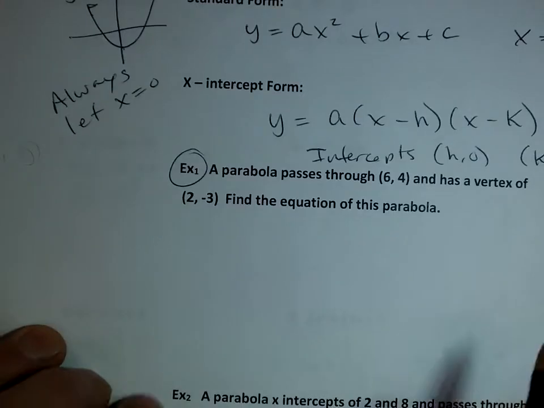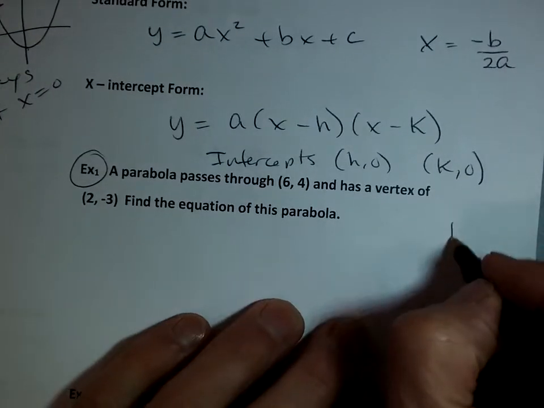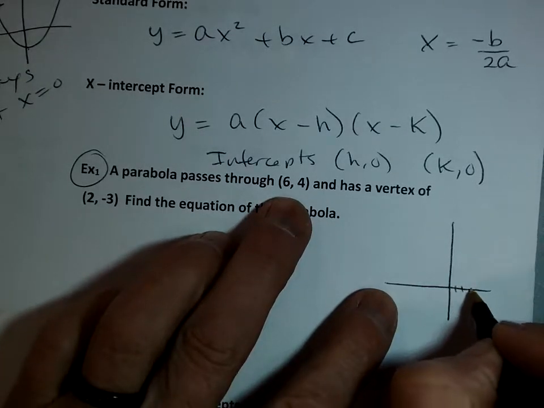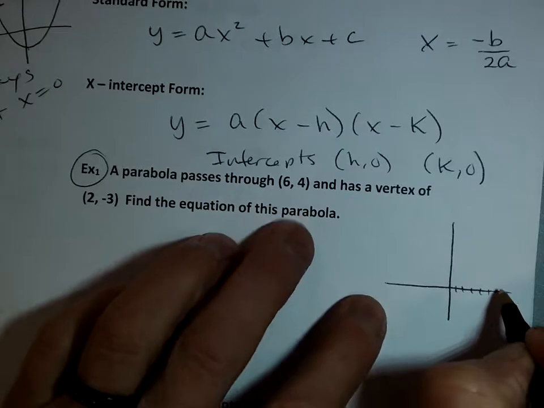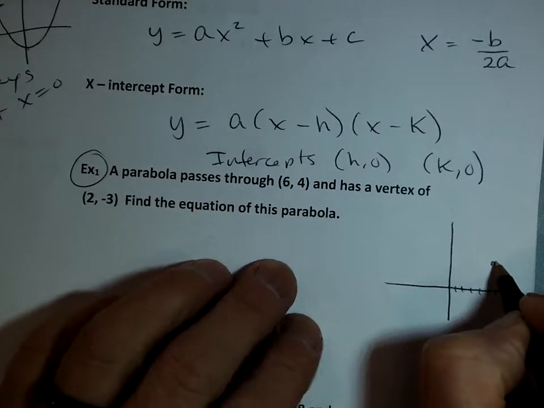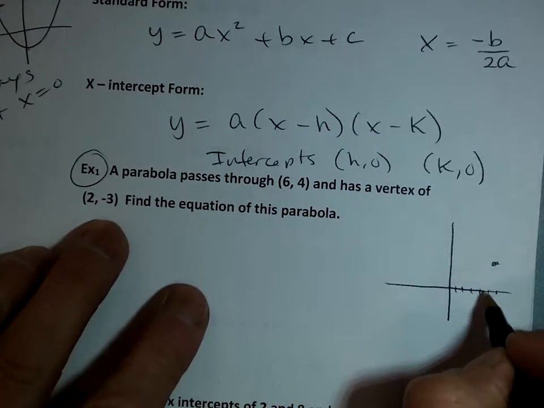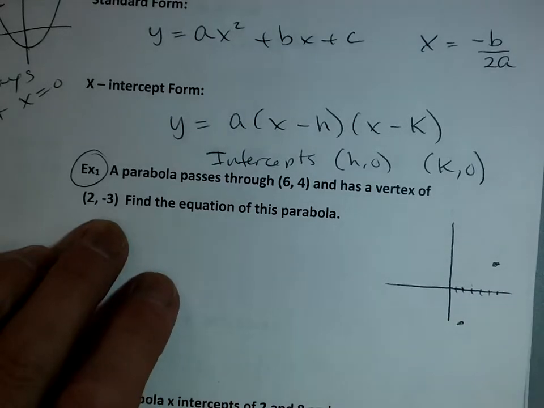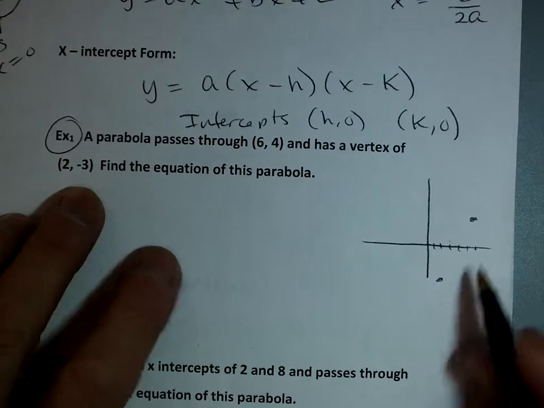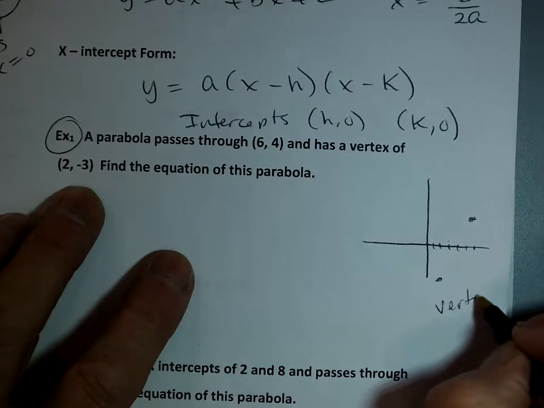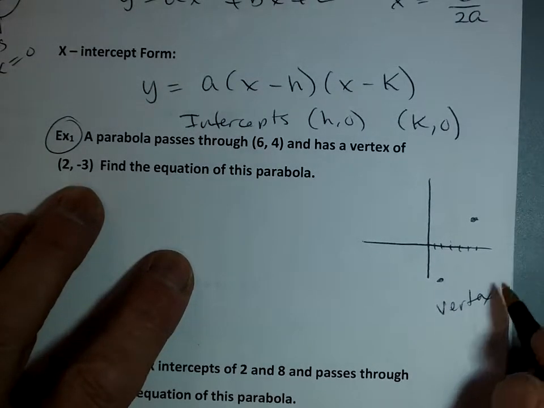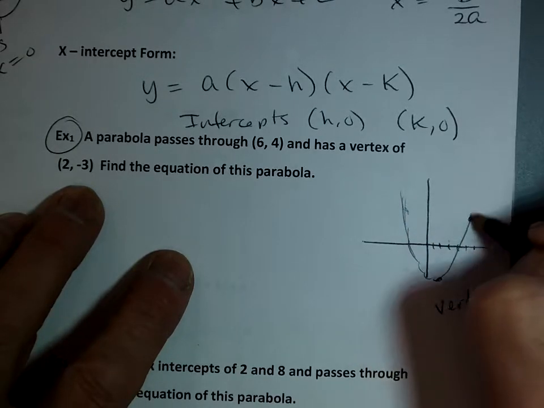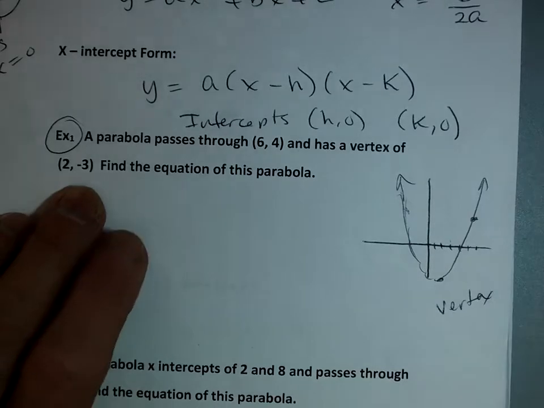So let me try and draw a picture of what's going on. You don't need to draw a picture, but it doesn't hurt to see what's going on. I'm going through (6, 4), 1, 2, 3, 4, 5, 6, and then 4. And it's got a vertex of (2, negative 3), okay? Something like that, okay? So here's my vertex. And the graph's gotta look like something like this, right? Okay, you guys agree with that?